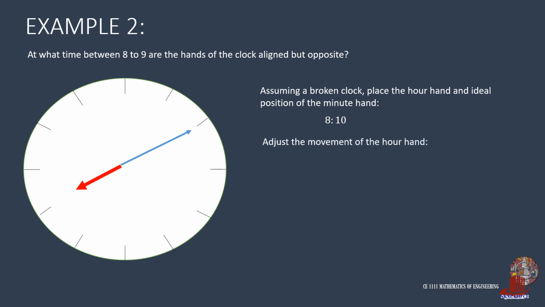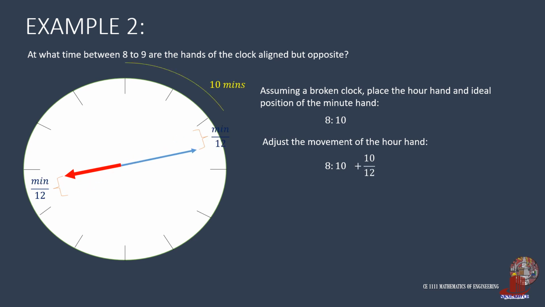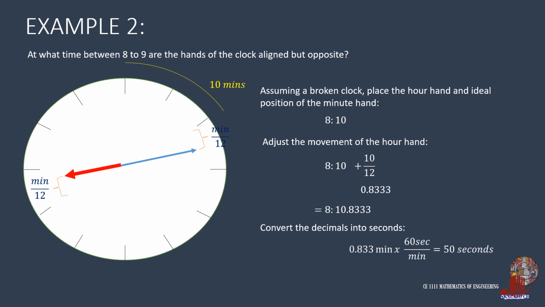Next is to adjust it due to the movement of the hour hand. Using the relationship, we add 10 over 12, or 0.8333 minutes, into the time, resulting to 8:10.8333. Make the time look more familiar by taking out the decimals. So 0.833 minutes times 60 seconds is 50 seconds. Hence, the time when the two hands are aligned is at 8:10 and 50 seconds.